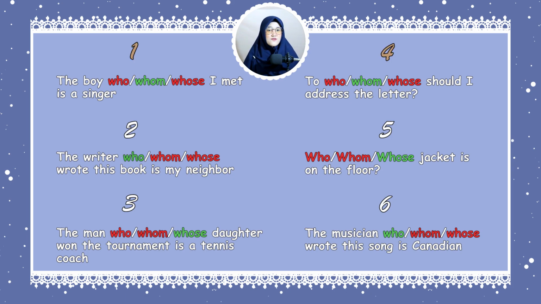Number 1 and 4, we use whom to ask which person received the action. Number 2 and 6, we use who to introduce a clause giving further information about the subject, like a person or people previously mentioned. Number 3 and 5 indicate who or what something belongs to.